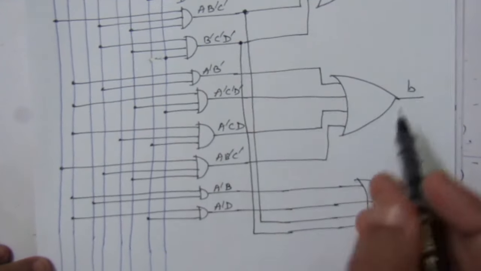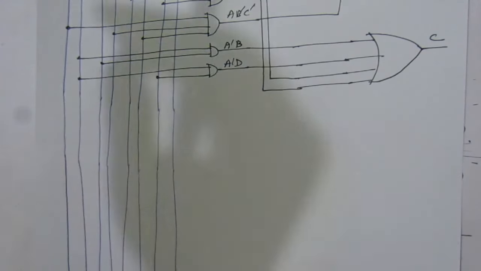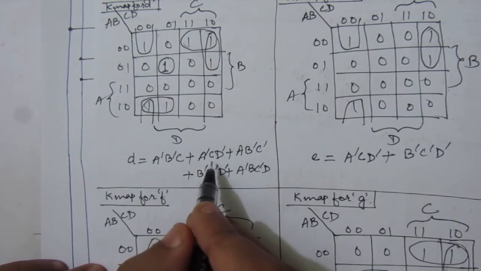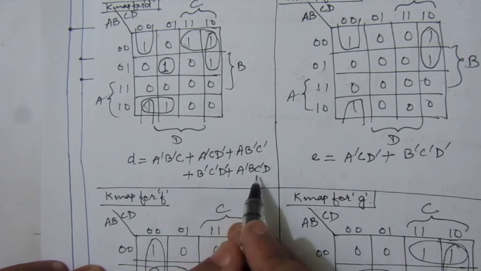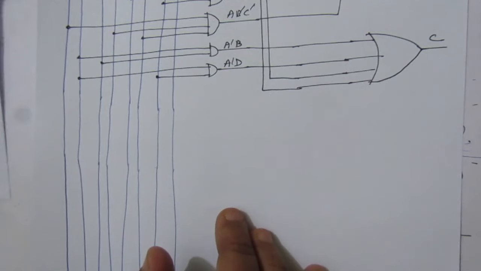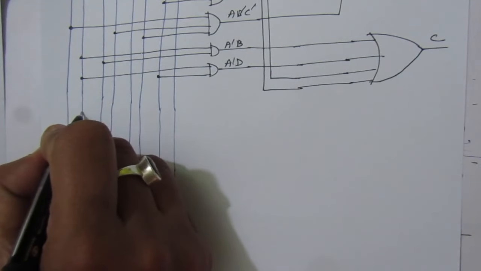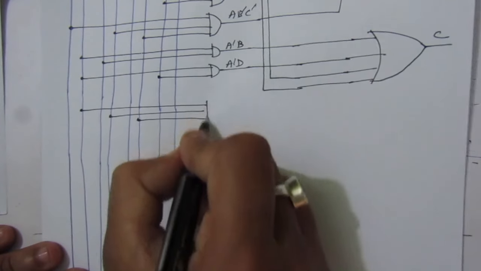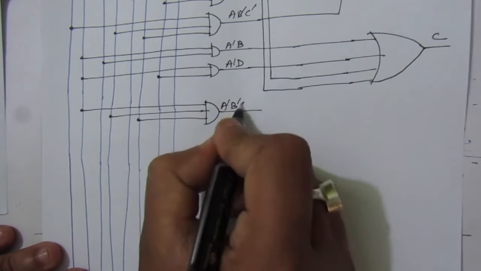So we have got small a, small b, small c, and then we have to find small d. For small d, we have this expression: A bar B bar C plus A bar C D bar plus A B bar C bar plus B bar C bar D bar plus A bar B C bar D. The first term is A bar B bar C.